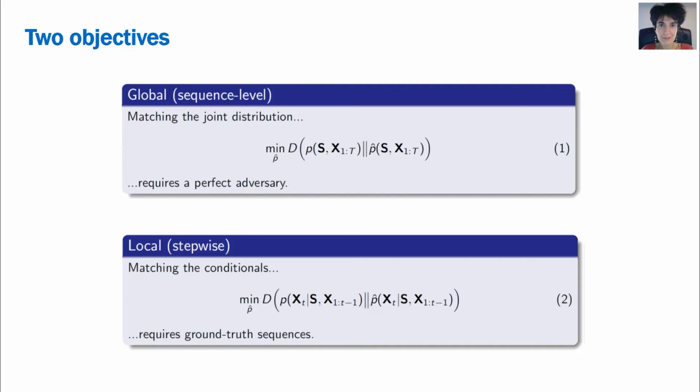Under an ideal discriminator in the GAN framework, the former objective takes the form of the Jensen-Shannon divergence, and using the original data for supervision via, for instance, a maximum likelihood training, the latter takes the form of the KL divergence. Note that minimizing the former objective relies on the presence of a perfect adversary, which we may not have access to, while minimizing the latter only depends on the presence of the ground truth sequences, which we do have access to.